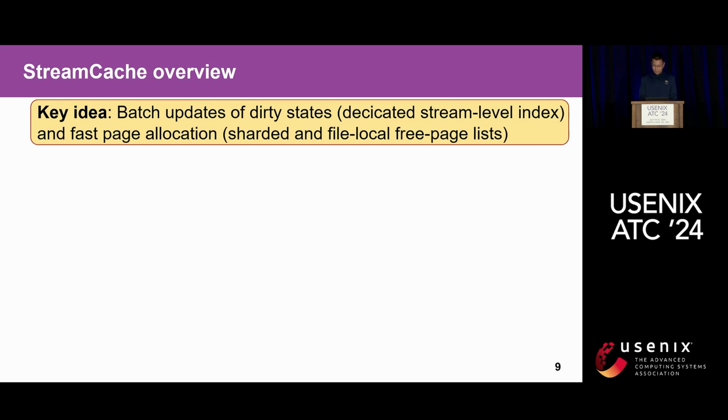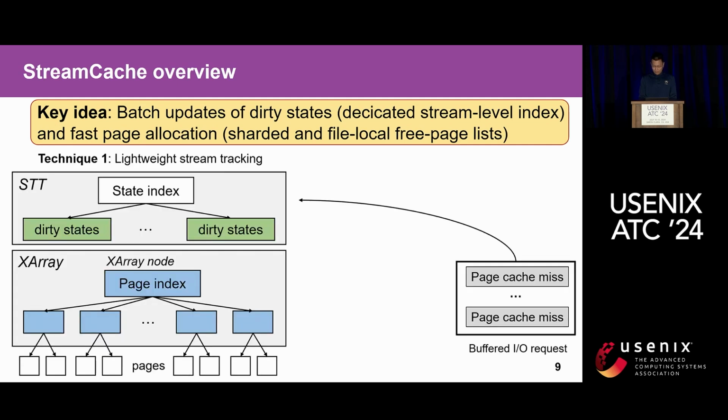The key ideas of StreamCache are the batch updates of dirty states with decoupled stream-level index, and fast page allocation with sharded and file local free page list. StreamCache designs 3 key techniques to fulfill these ideas. Firstly, StreamCache designs a lightweight stream tracking module, which decouples the dirty states from the page index and maintains the dirty states in a separated data structure called STT.